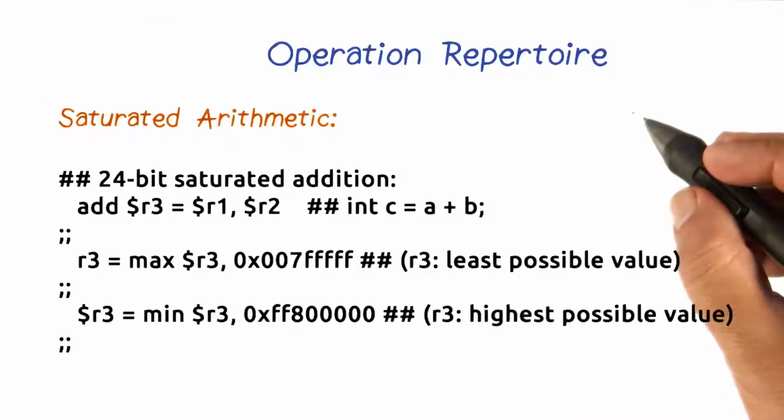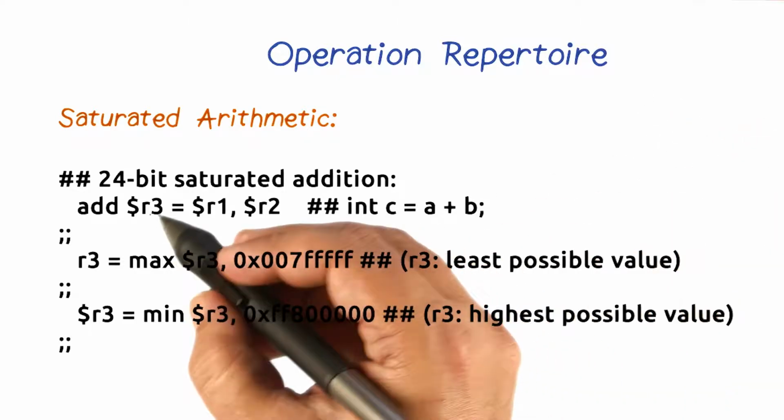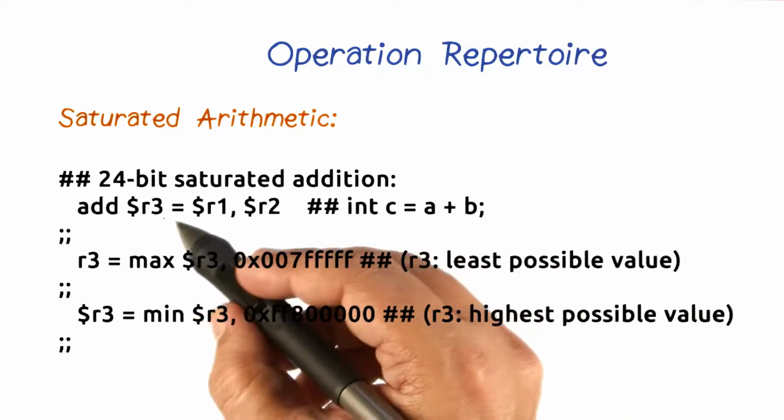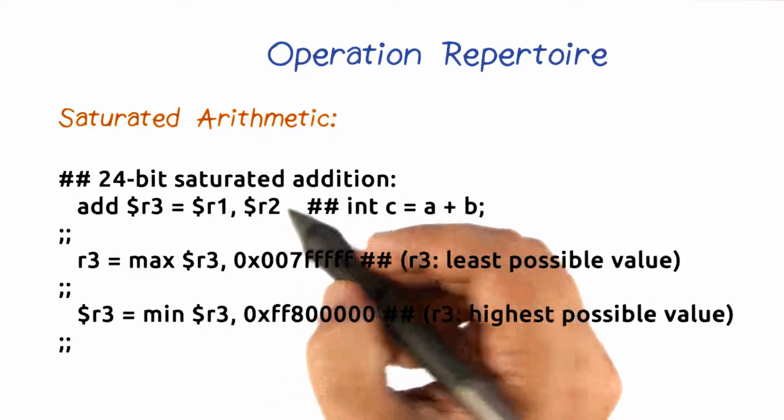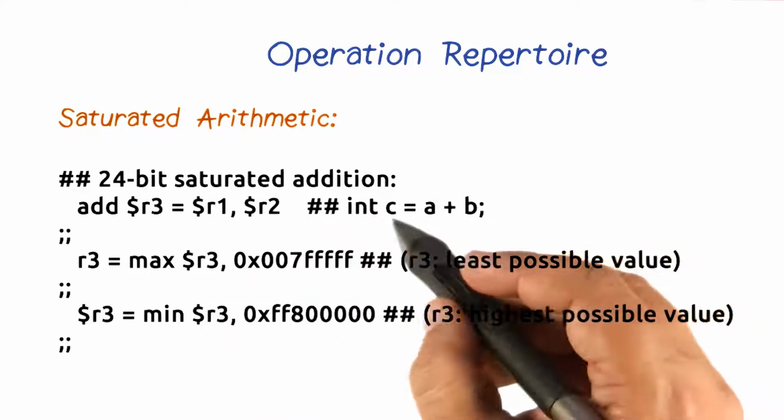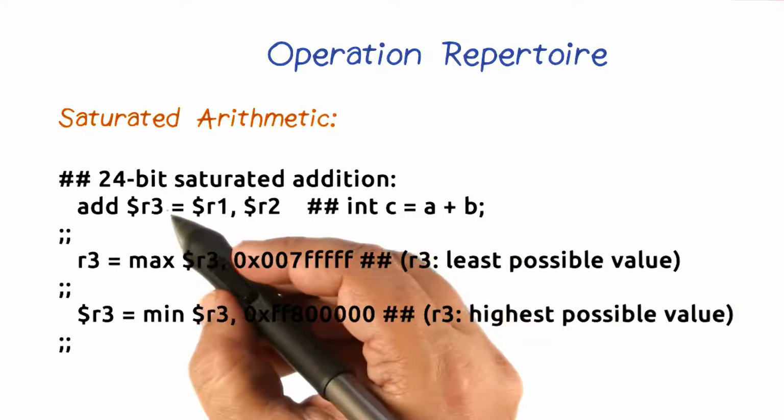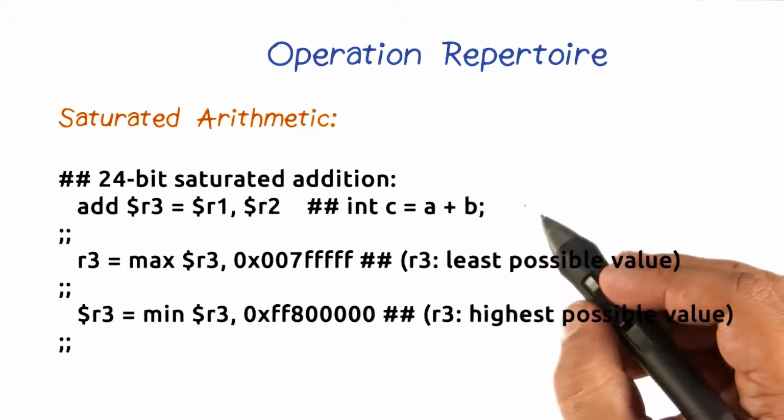Let us see how these instructions now operate to implement the addition and how to keep the maximum value below the allowed limit. So we have here an add operation. Add R3 is equal to R1 plus R2, and that is implementing an addition here, and the result is in R3. The question is, how do we limit the value of R3?